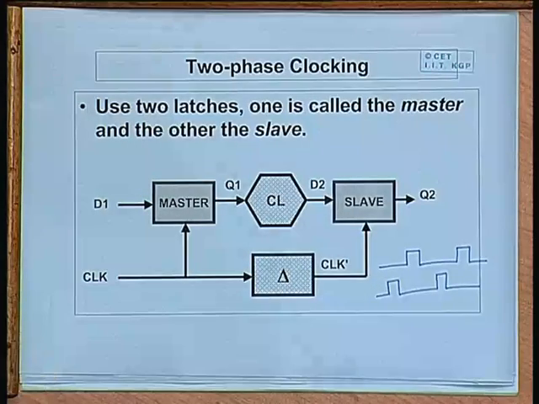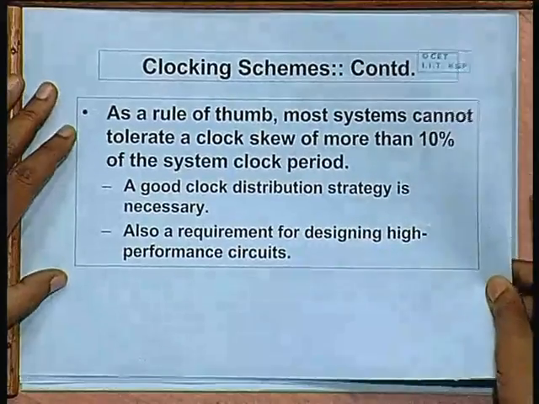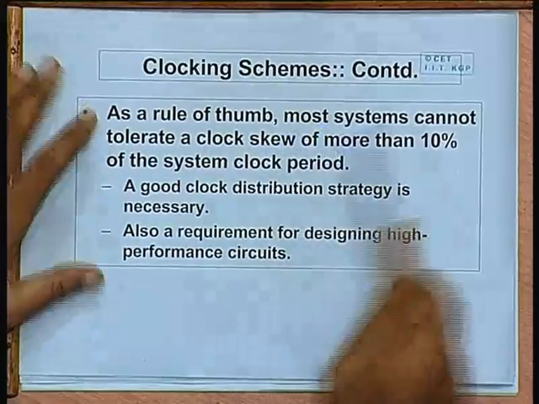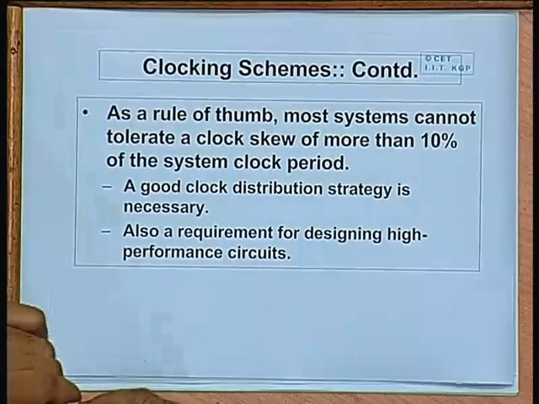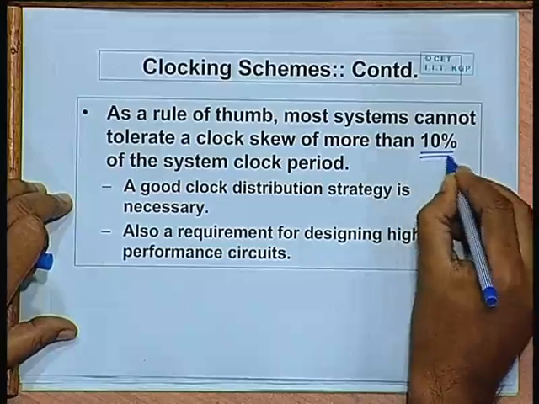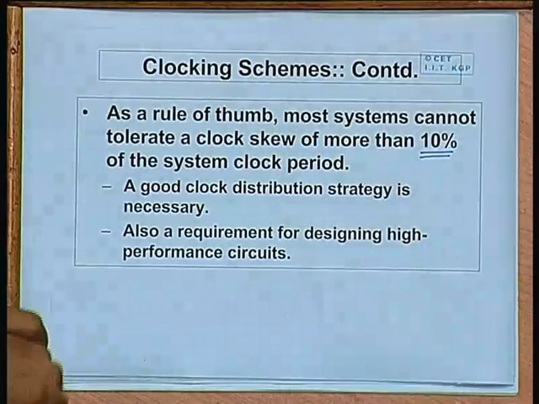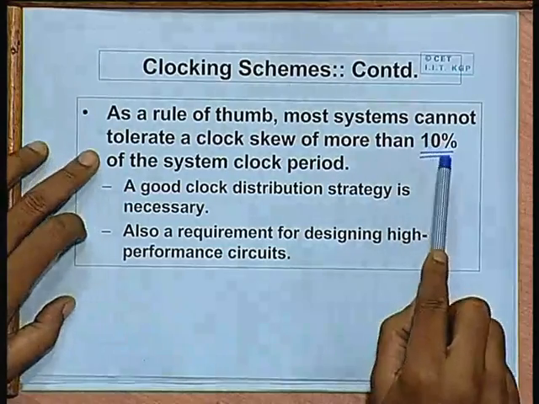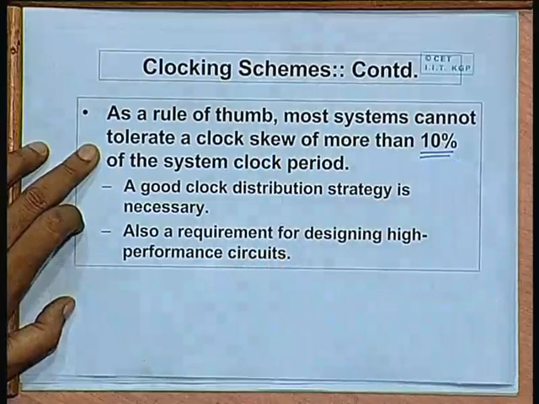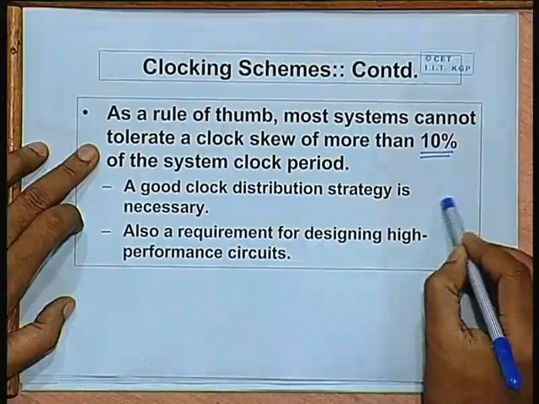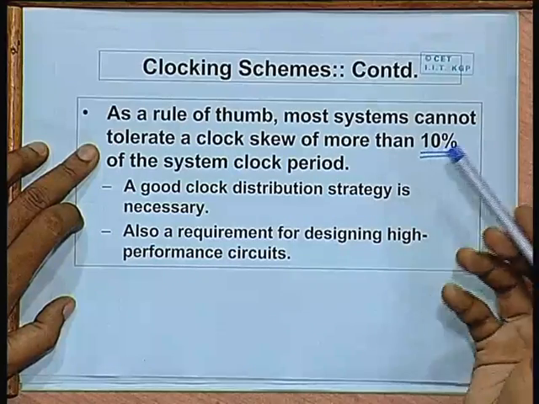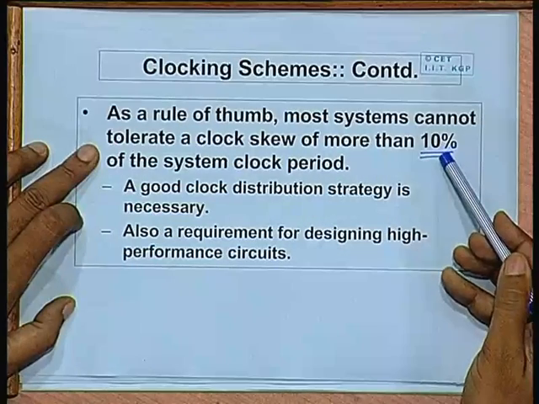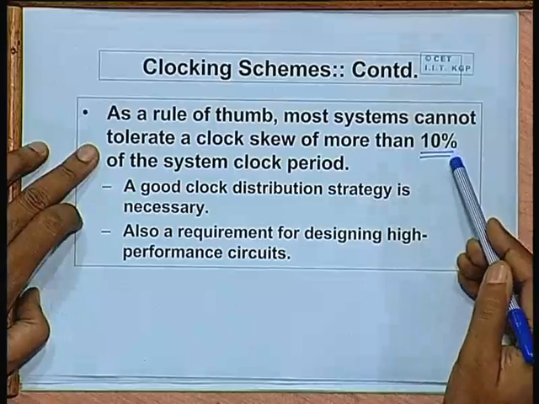Now, as a rule of thumb, in most practical systems, 10% is the maximum clock skew I can tolerate. If my ideal clock frequency is f, I can allow the clock frequency to go down by 10%, but not more than that. If I see that it is going down by more than 10%, then my clock distribution network has some problem.